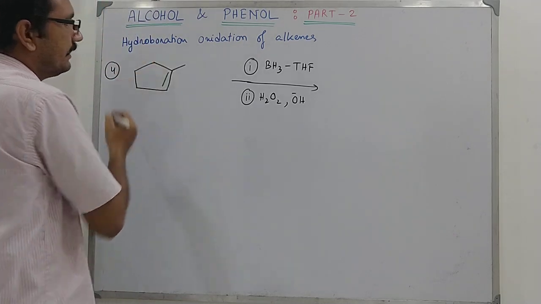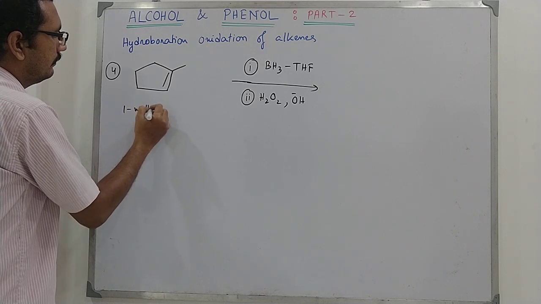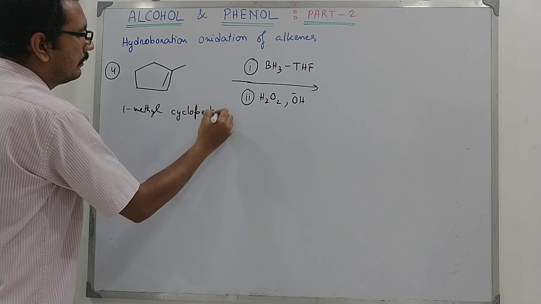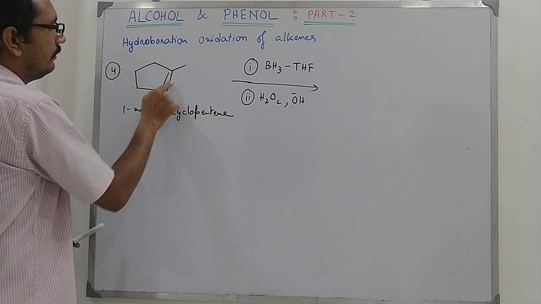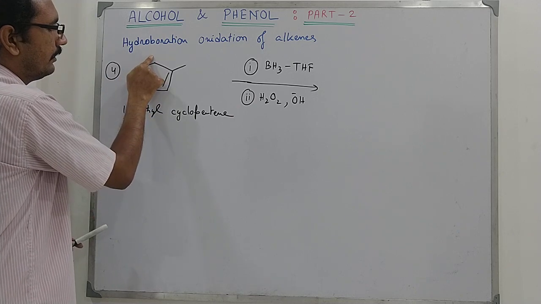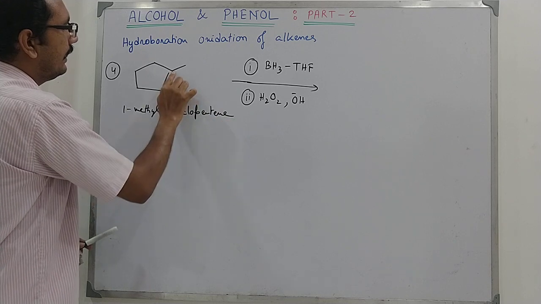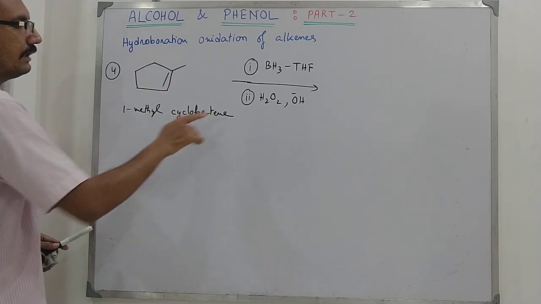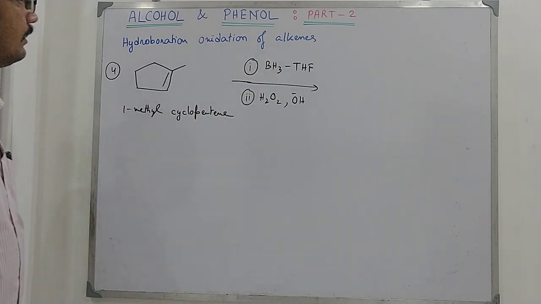Now when we take this molecule, this is 1-methylcyclopentene. See, there are 5 carbon atoms, 1, 2, 3, 4, 5. So it is cyclopentane. Now here it is a double bond, so it is cyclopentene, and in the first position we have a methyl group, so it is 1-methylcyclopentene. Now when we apply this hydroboration oxidation reaction, what will happen?